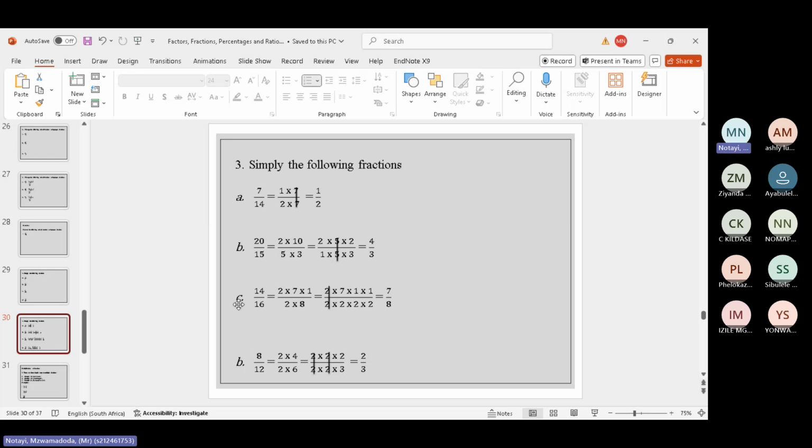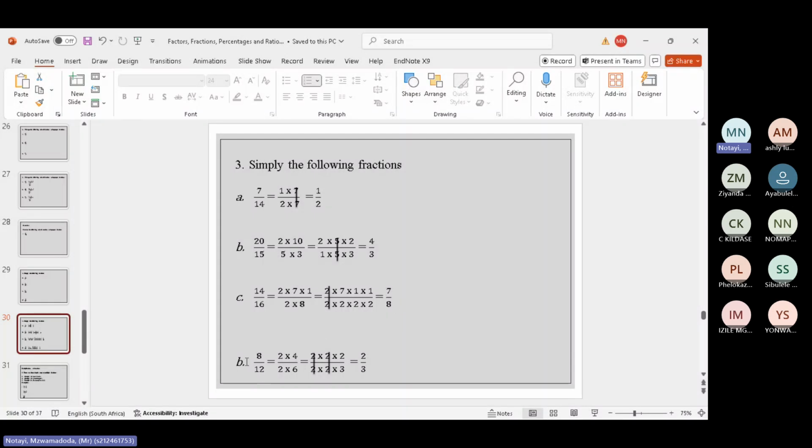And then number 3, 14 divided by 16. Writing 14 in prime factors, we have 2 times 7 times 1 divided by writing 8 in prime factors will be 2 times 8, which can be written as 2 times 2 times 2 times 2. So we have 2 times 2 times 7 times 1 times 1 divided by 2 times 2 times 2 times 2. And then the 2 on top cancels the 2 at the bottom. So we have 7 divided by 2 times 2 times 2, which is 8. So it's equal to 7 over 8.